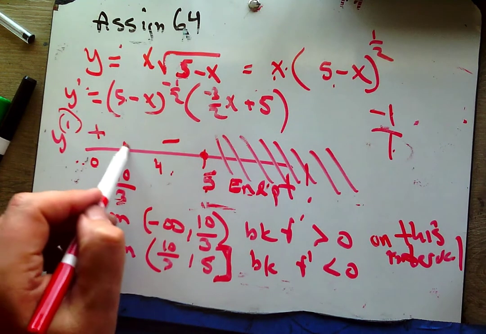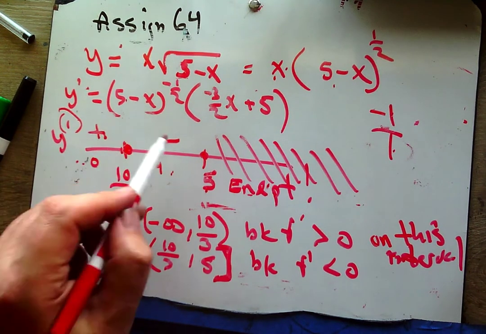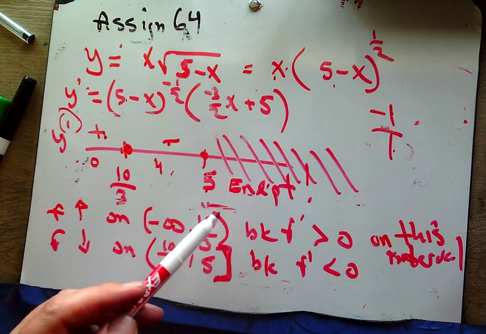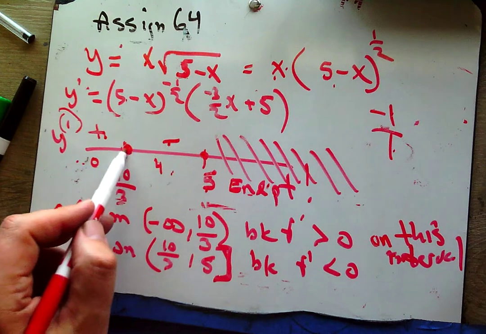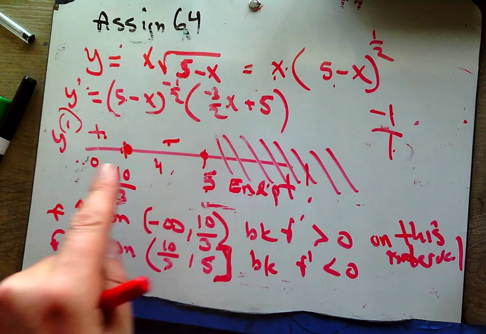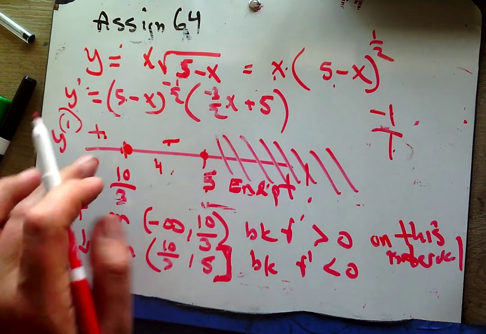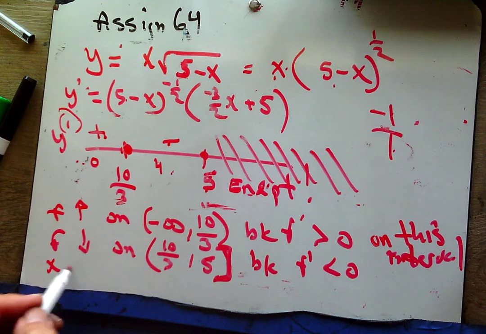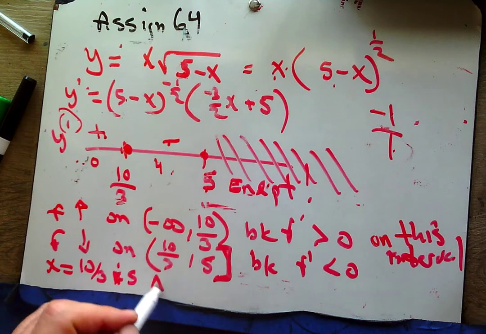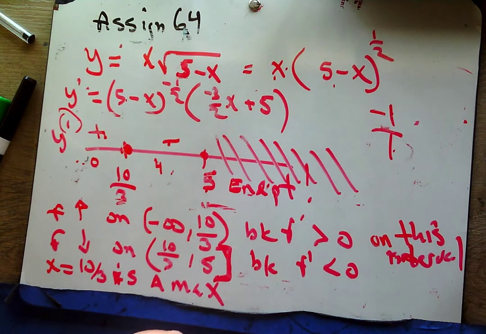Well, when f prime goes from positive to negative, that means f has gone from increasing to decreasing. We must also be passing through a slope of 0 in order to go from a positive slope to a negative slope. So I'm going to say x equals 10/3 is a max. Now, do we have any mins?